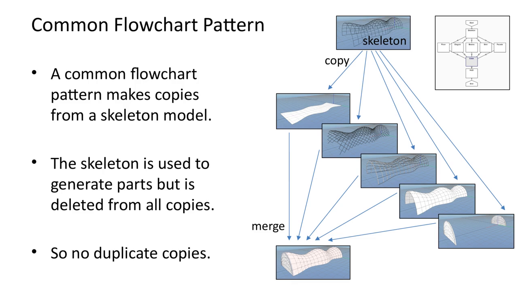The skeleton is then passed to 5 other nodes. Each of the 5 nodes gets a copy of the skeleton. And each of those nodes uses the skeleton to generate different parts of the roof structure. The output models from the 5 nodes then get merged into a single model.